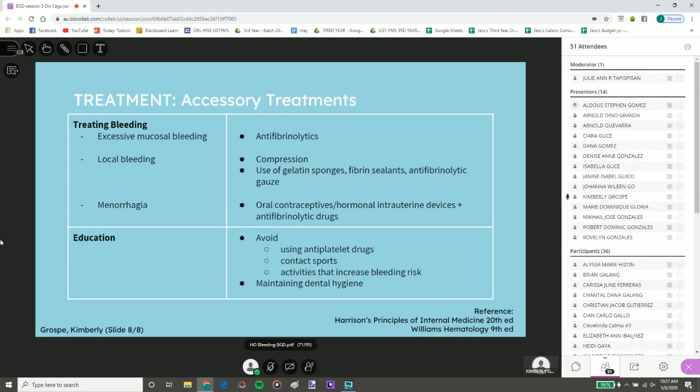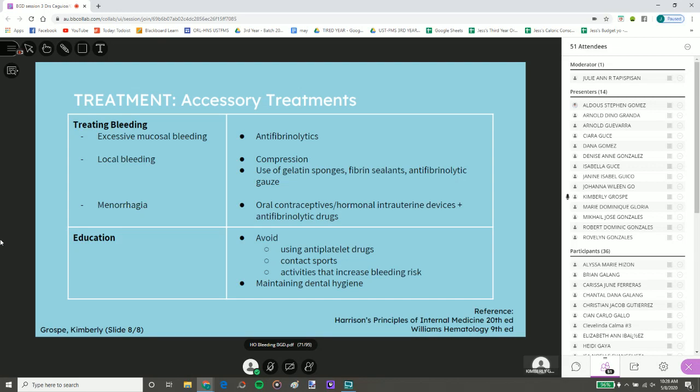Finally, accessory treatments are available, and they're designed to reduce bleeding without necessarily affecting the platelet count. For those experiencing excessive mucosal bleeding, antifibrinolytics are given. For local bleeding, we can control it through compression and with the use of gelatin sponges, fibrin sealants, and antifibrinolytic emetic gels.